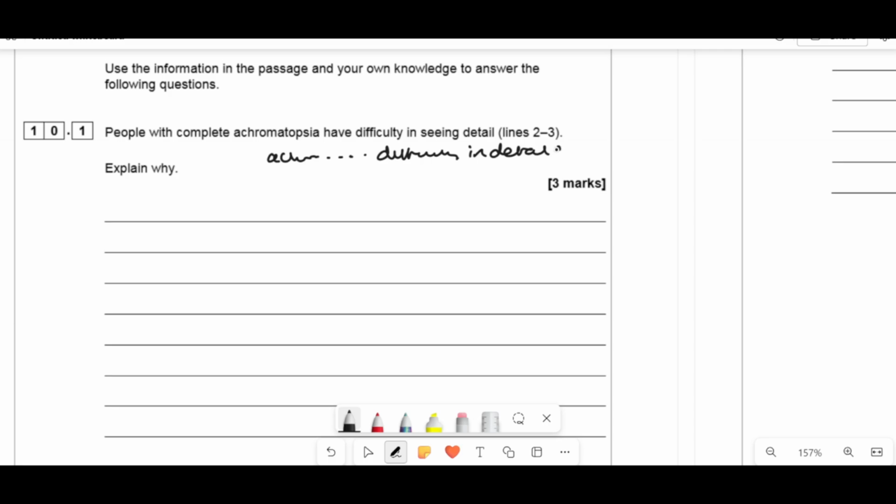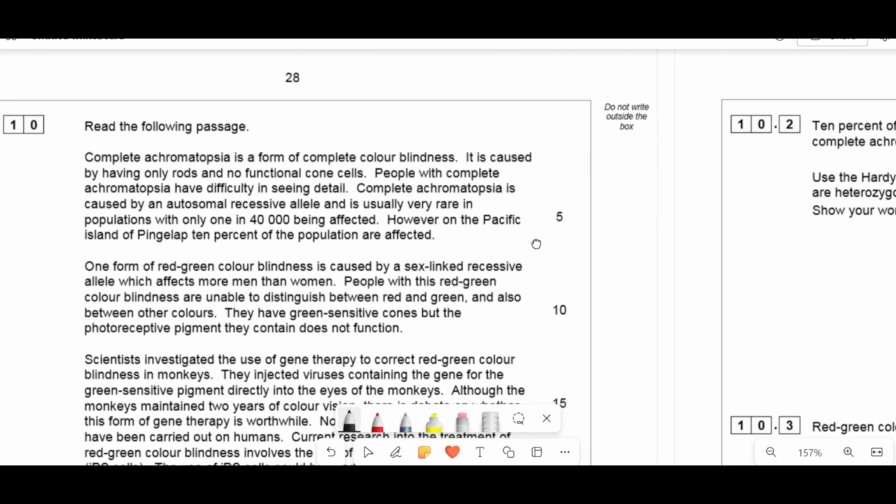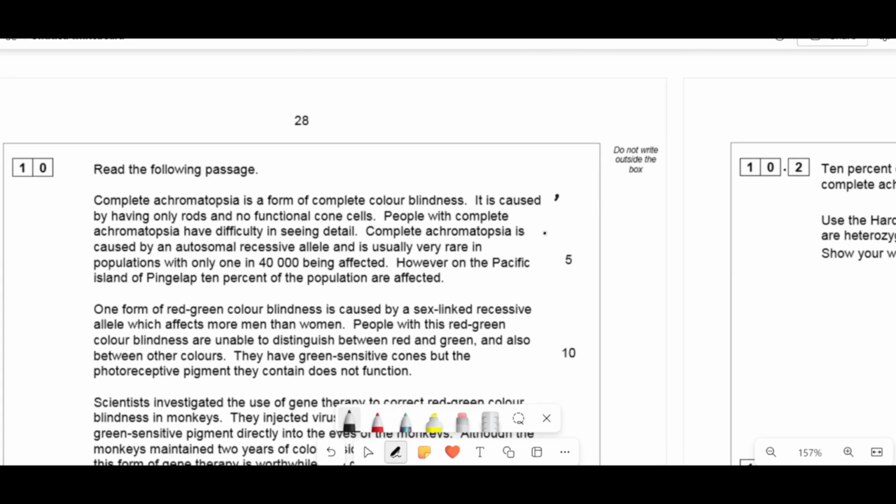So look at what the lines and the text around it has told you. If you look at lines 2 to 3, which is 1, 2, and 3, people just read that and they're like, I don't know what's going on. People with complete achromatopsia have difficulty in detail. It's just telling you where to go and look. It doesn't mean that this thing here means that's where the information is going to be. You need to go look around it.